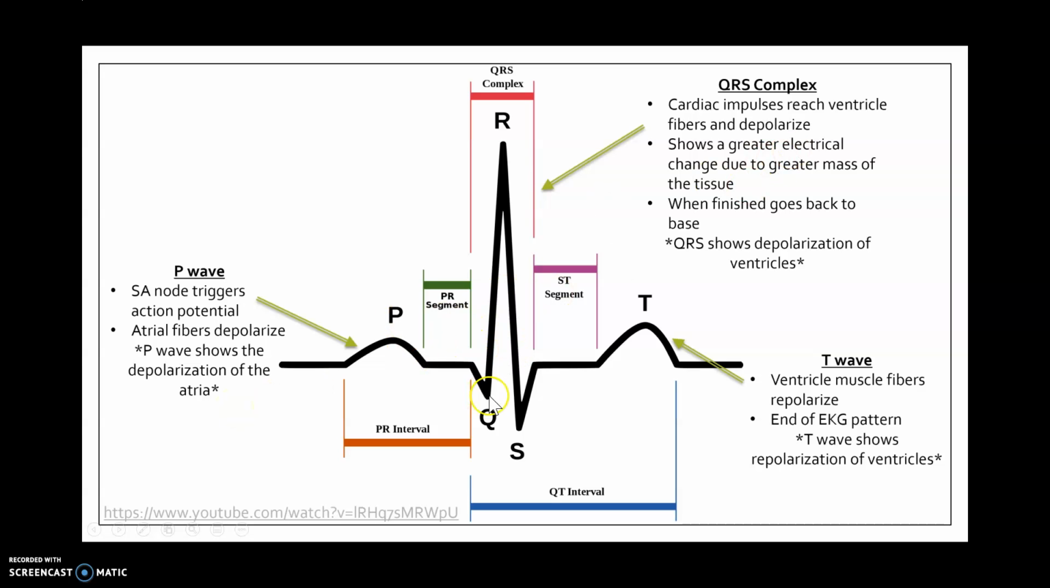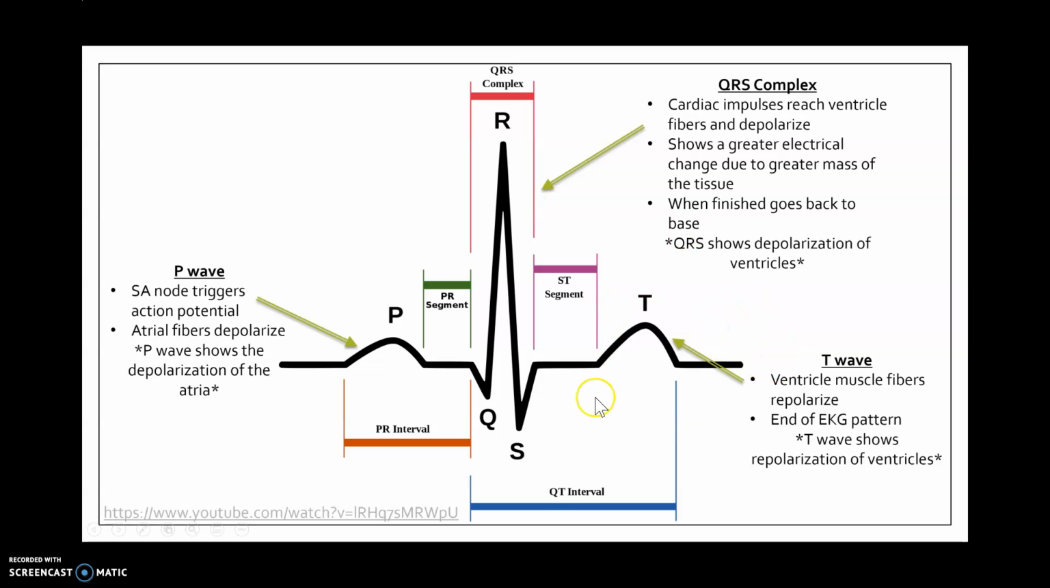Then we're going to move on to our QRS complex. You can see it's a much more drastic look than our P wave. This is because it's the ventricle fibers depolarizing. Since there's a greater mass in this tissue, we're going to see a greater electrical change, so again, with this really extensive deviation that we see here. And then when we finish this, we can see that it goes back to this kind of baseline here. So really important to remember, our QRS complex is going to show the depolarization of our ventricles.